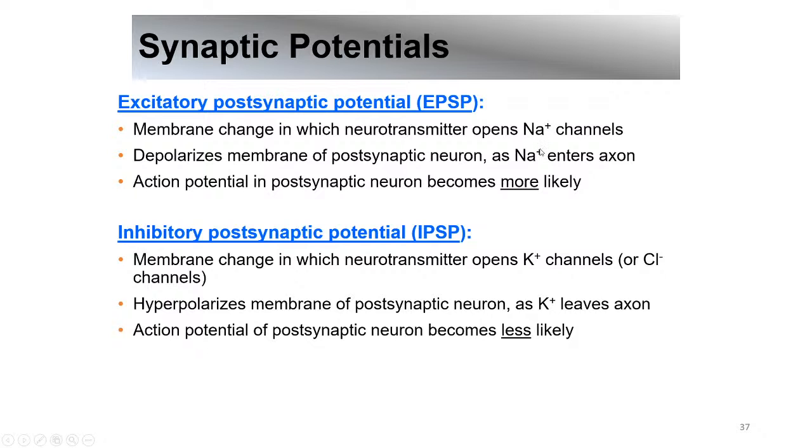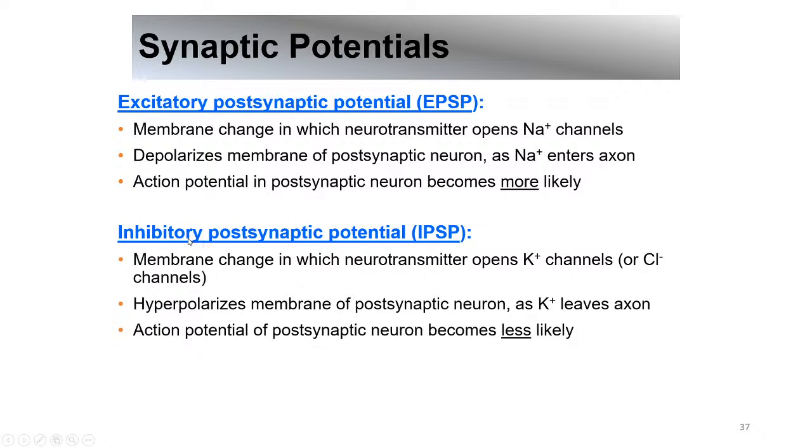If, however, we bind enough ligand-gated sodium channels to have a big enough influx of sodium into the cell and make it positive enough, all right, that we reach threshold, then we can open voltage-gated sodium channels at the axon hillock and initiate an action potential down the axon. All right. So these excitatory postsynaptic potentials, they make action potentials more likely.